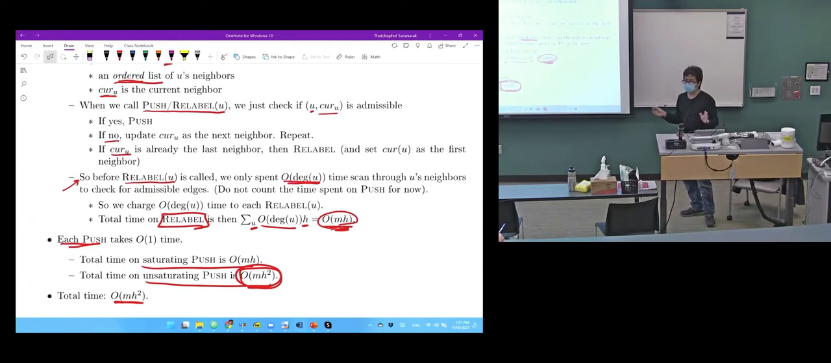Okay, question about the time complexity? This is mh squared, right? One can improve it, yes. Is there some input so that the running time is mh squared? Yes, I think so. The total number of unsaturating pushes can be as large as this. But if we have time, I'm going to talk about how to improve this running time.